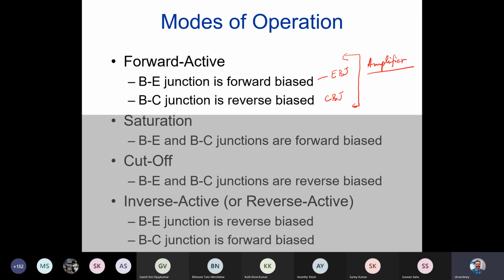Whereas if both are forward biased, that is saturation mode. And cutoff would be when both are reverse biased. We call the reverse of the active mode inverse active or reverse active, where the base-to-emitter junction is reverse biased and the base-to-collector junction is forward biased. So saturation and cutoff we use for switching and other applications.